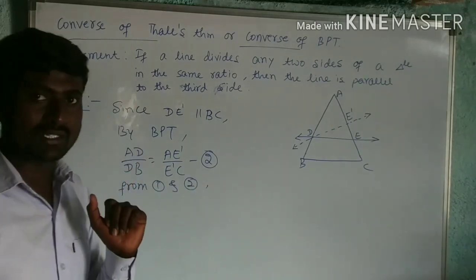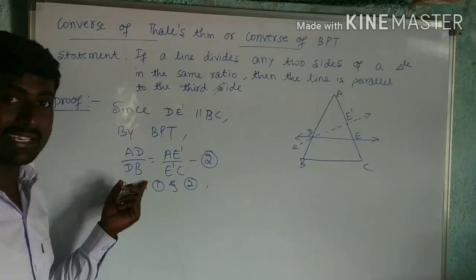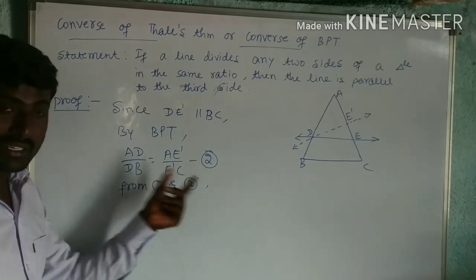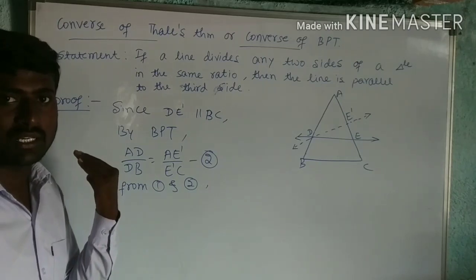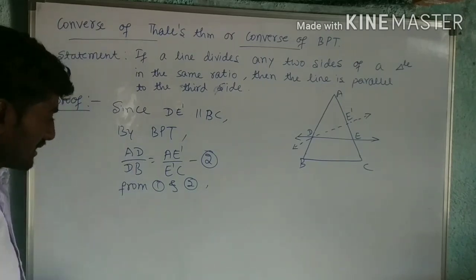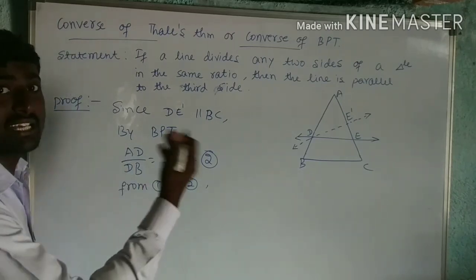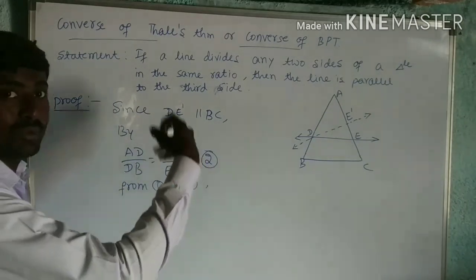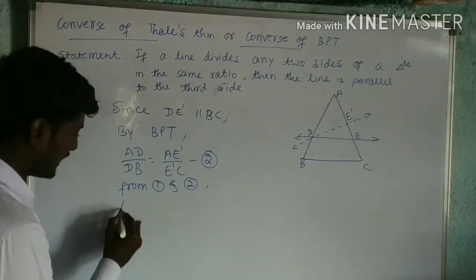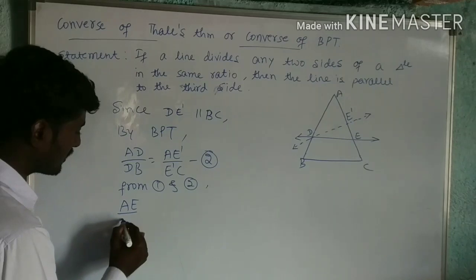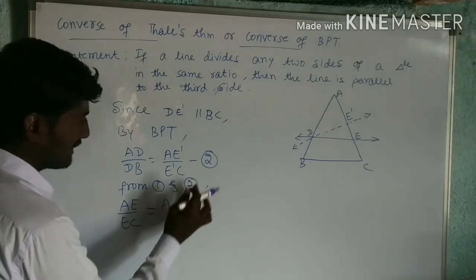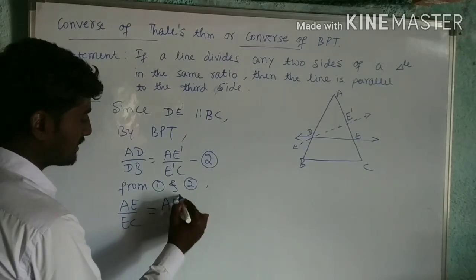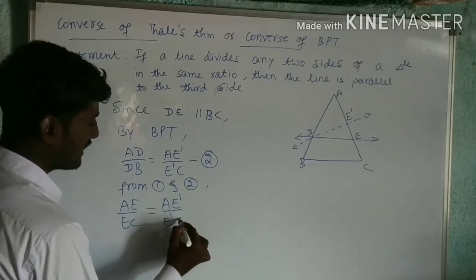Now you observe equation number 1. There the LHS is AD by DB. In equation number 2 also the LHS is AD by DB. So in both equations 1 and 2 the LHS is the same. Therefore I can write the RHS are equal. So in equation number 1 the RHS is AE divided by EC, which is equal to, that is equation number 2, AE dash divided by E dash C.